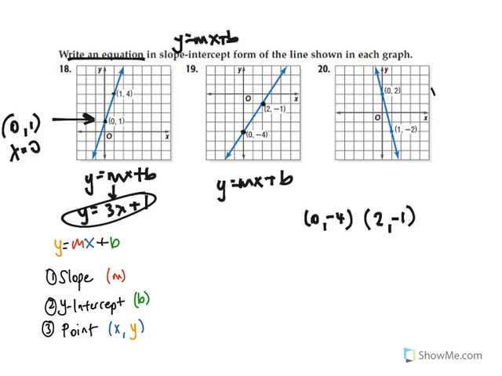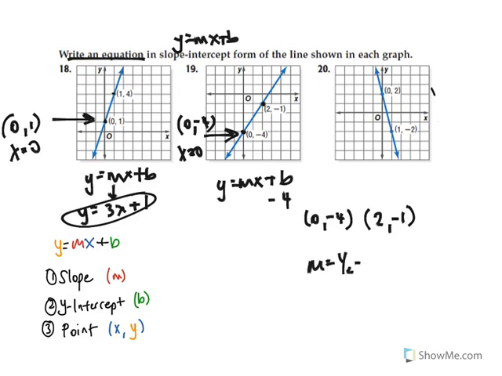So first, I can see that the graph gives me the y-intercept, because the y-intercept is where the line crosses the y-axis or where x equals 0. So they give me here that the y-intercept is -4. Now I need to find the slope given the 2 points.